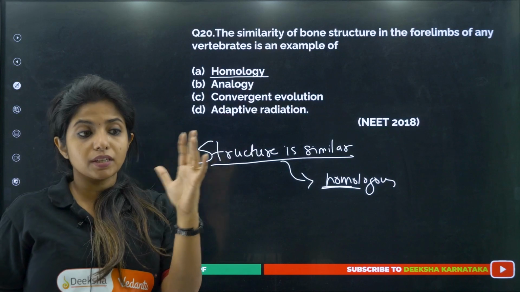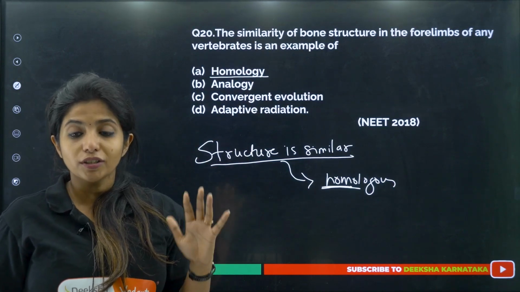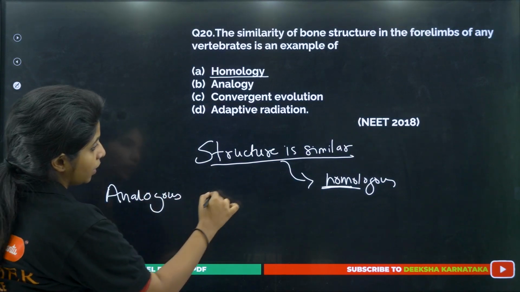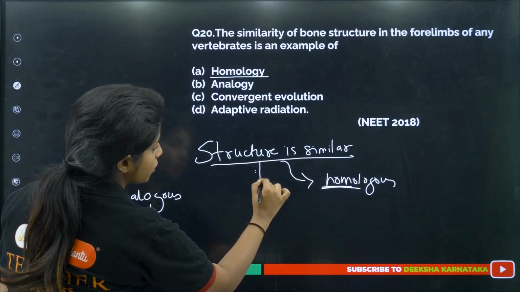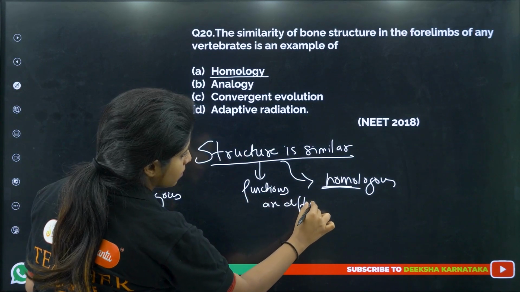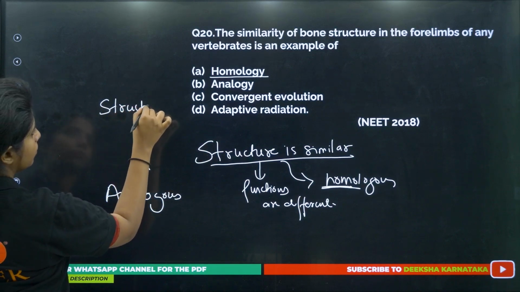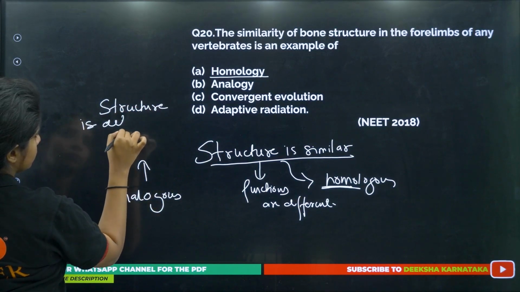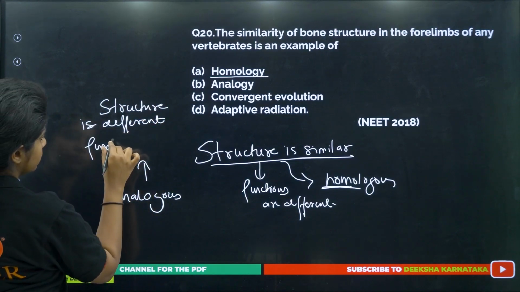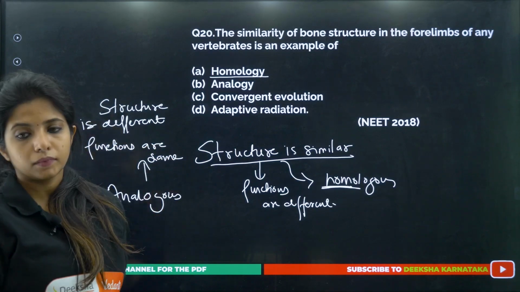Whenever you find differences in the structures, anatomical structures, that means you're talking about analogous organs. Okay, so analogous is different, and homologous is this. Here the structure is similar but functions are different. Over here it's kind of opposite. Okay, structure is different, functions are same. Got it? Done?